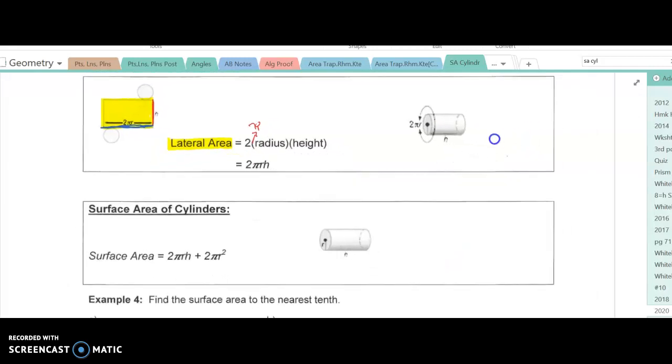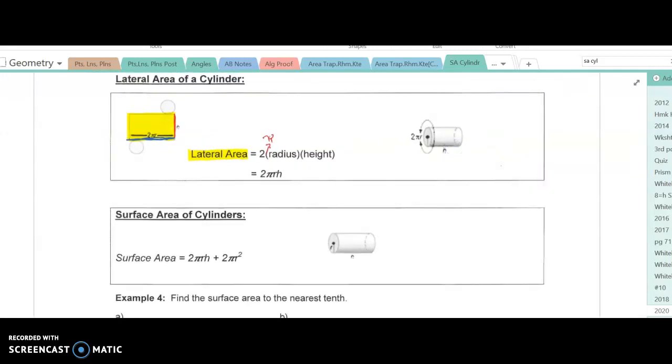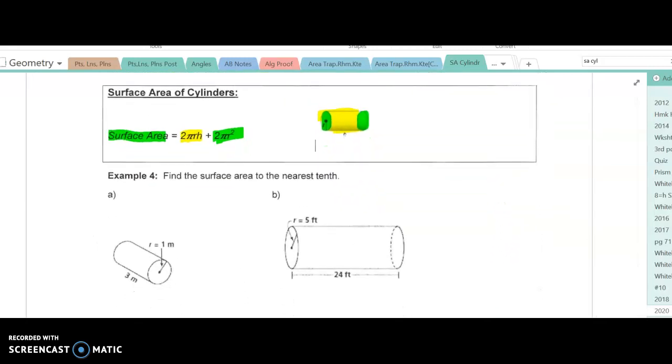And then the total surface area is the same thing. It still has that 2 pi r h. The only difference between total surface area and lateral area is this one adds the two circle bases. So it still has the 2 pi r h for the lateral area. It just adds in the circles, the 2 pi r squared. This is the two bases, and this is the paper towel roll without the bases.